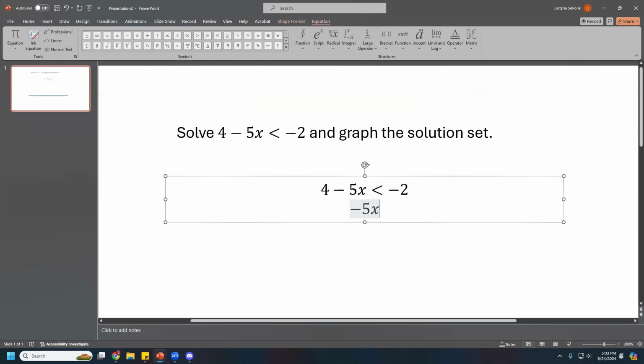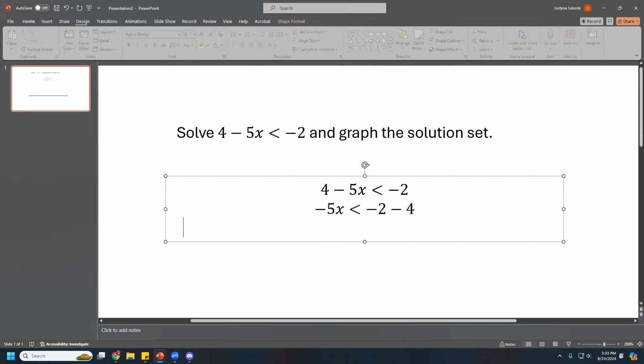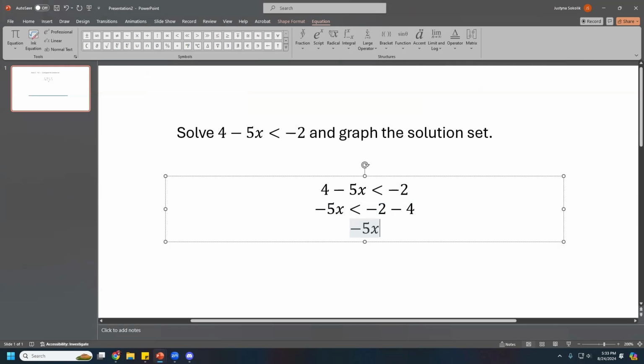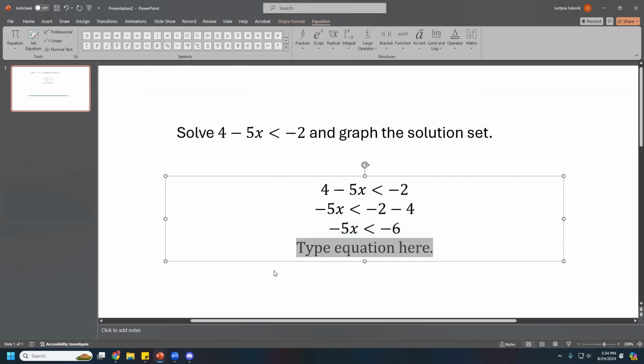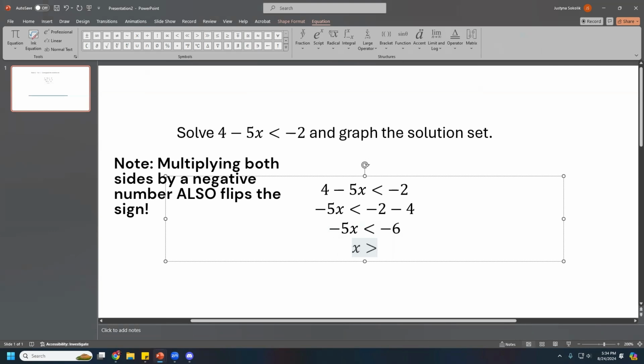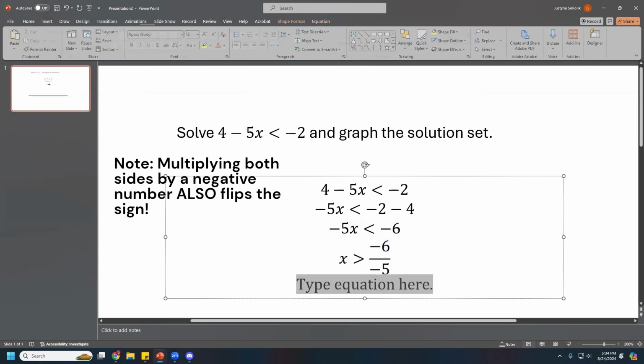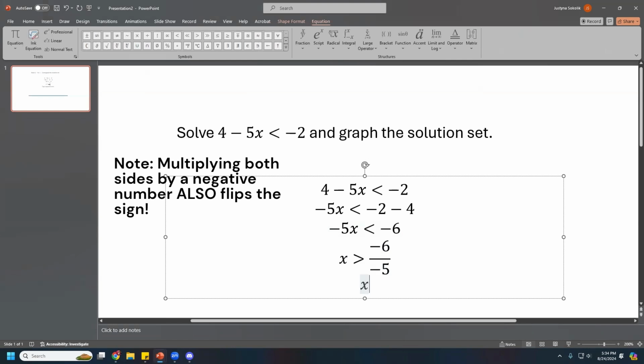So left over, I have negative 5x is less than negative 2 minus 4. Or in other words, that's negative 5x is less than negative 6, if I combine the negative 2 and the negative 4. Okay, now I want to divide both sides by negative 5, and I need to be careful here, because when I divide both sides by a negative number, this flips the inequality symbol. So on the other side, I'm going to have negative 6 divided by negative 5. The two negatives would cancel from the top and the bottom, so I have x is greater than 6 over 5.